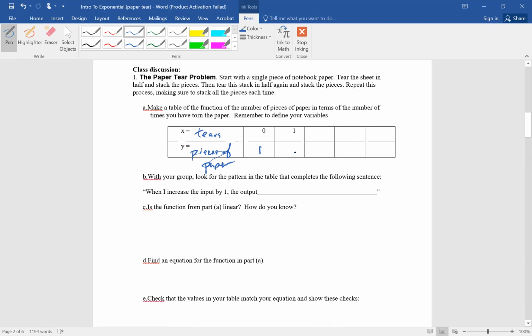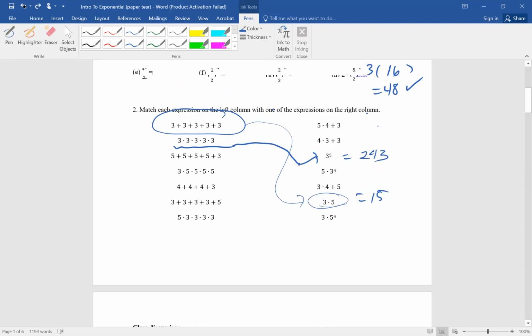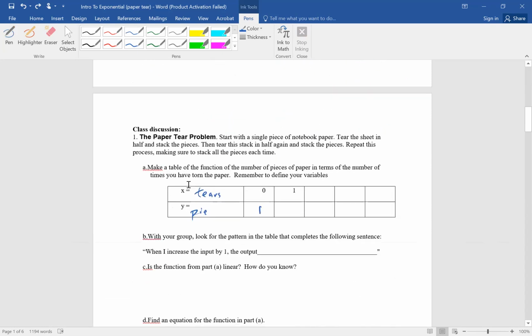And thank you for playing along. I don't know where that went. Let me see if I can get that back here real quick. I apologize. I used to worry about things like that, but now with these videos, you just kind of roll with the technology. So now after one tear of a piece of paper, you're going to have two pieces of paper.